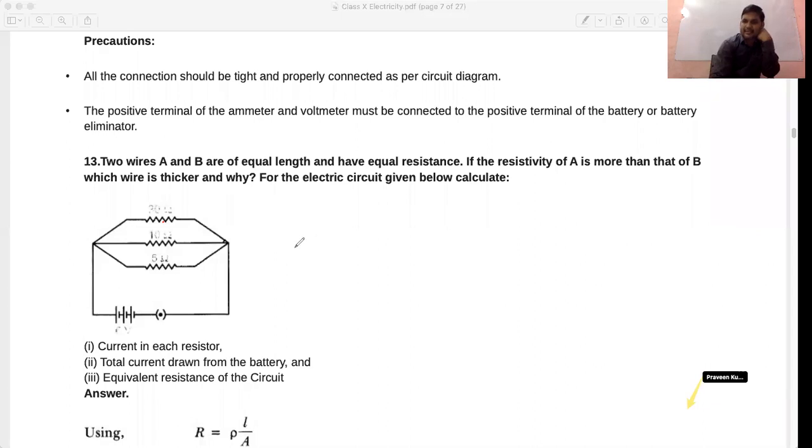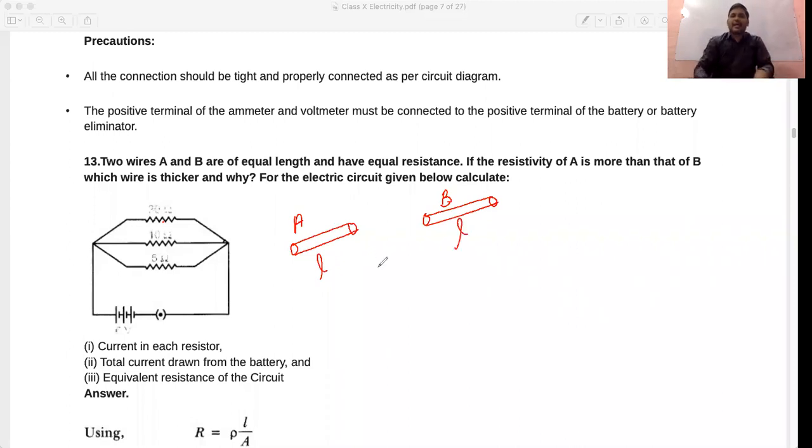Let's say this is wire A and this is your wire B. If it is given this is wire A and B, and the length is equal, you can see these have an equal length and equal resistance. This will have an equal resistance.